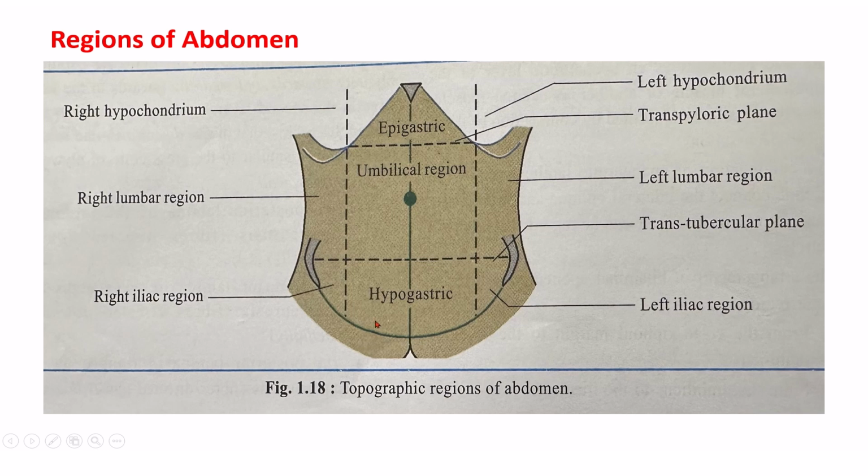So here you can see these are the 9 regions of the abdomen. This is the transpyloric plane and this is the transtubercular plane, and you can see these are the vertical planes which are passing through the midinguinal point and also the midclavicular point. So by these two horizontal and two vertical planes, the entire abdomen has been divided into 9 regions.